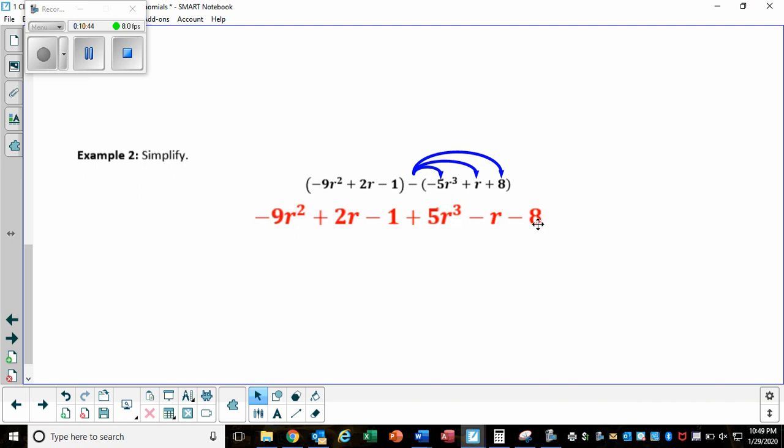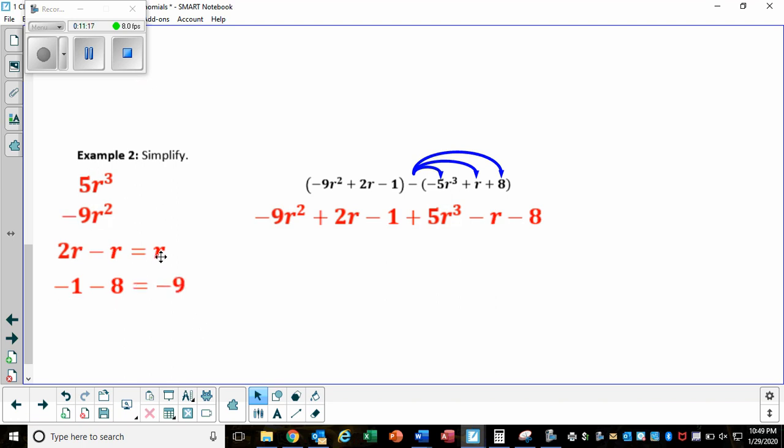Okay? And now that I've dealt with that distributive property, I can just go ahead and combine like terms. So 5r cubed is by itself. There's no other r cubes. Negative 9r squared is by itself. There's no other r squared. 2r minus r are like terms, so I can go ahead and do that, and I get 1r, or just r. And then negative 1 and negative 8 are like terms, and I get negative 9.